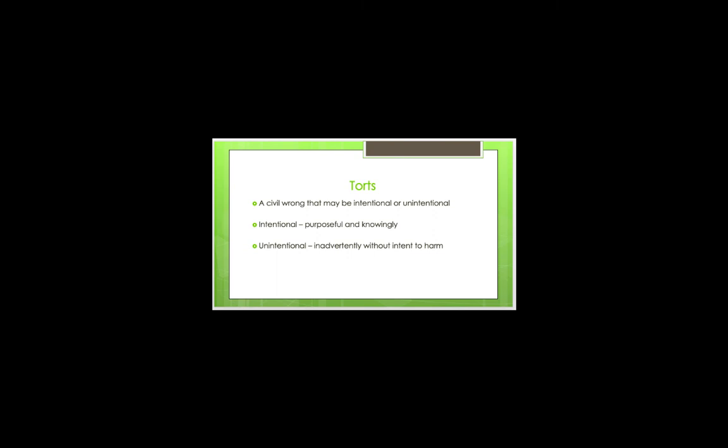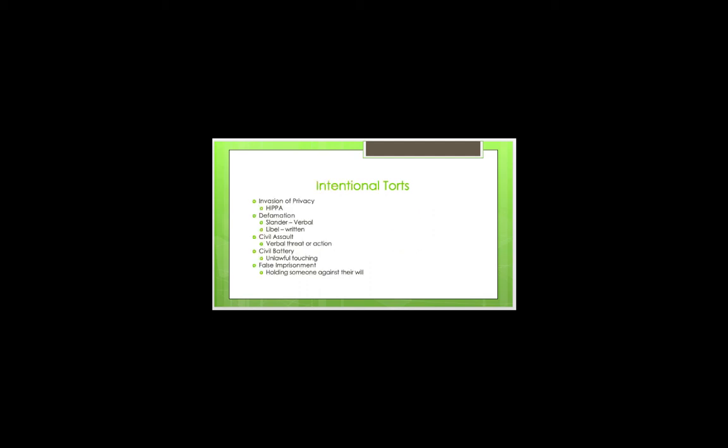A tort is a civil wrong that may be intentional or unintentional. Remember that civil means against another person or their property. Torts can be, again, intentional or unintentional. So let's go a bit further on that in the next few slides. We'll start with intentional torts. These are willful acts against another person.